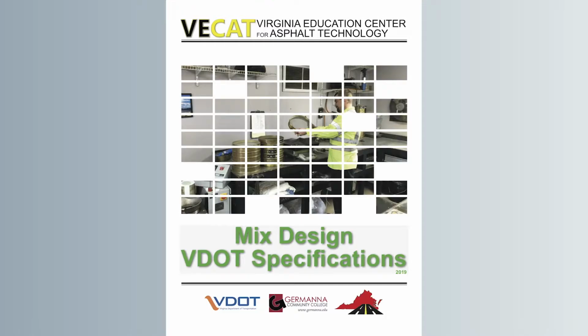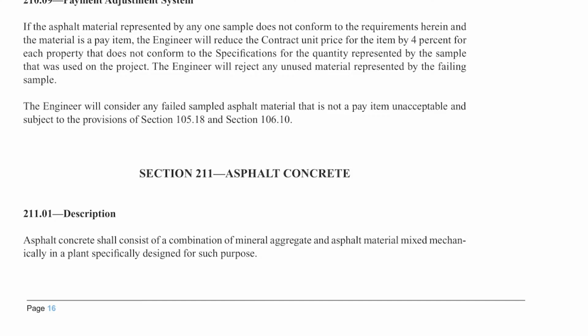What we're going to do now is go through Chapter 211 and hit some of the high points that you should know, not only for this class, but for producing asphalt for the state of Virginia. If you open your Mixed Design and VDOT Specifications book and turn to Section 211, Asphalt Concrete, that's what we're going to be going over now.